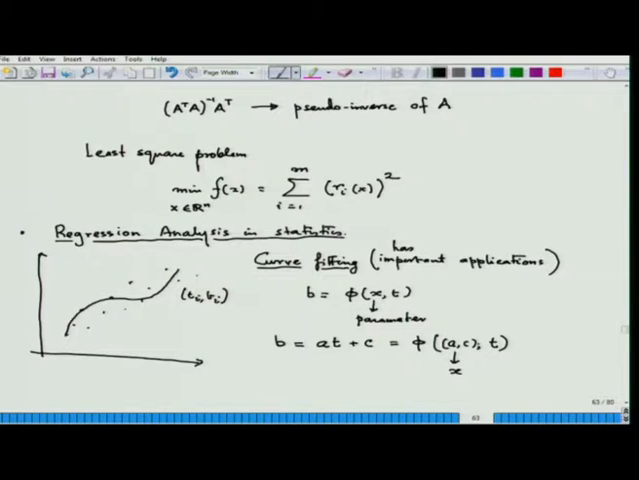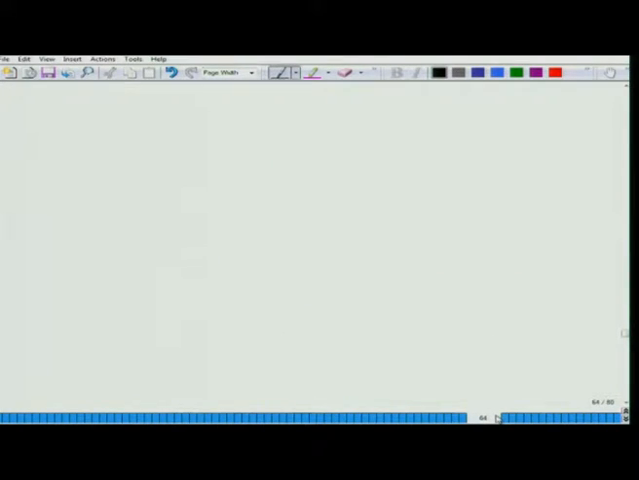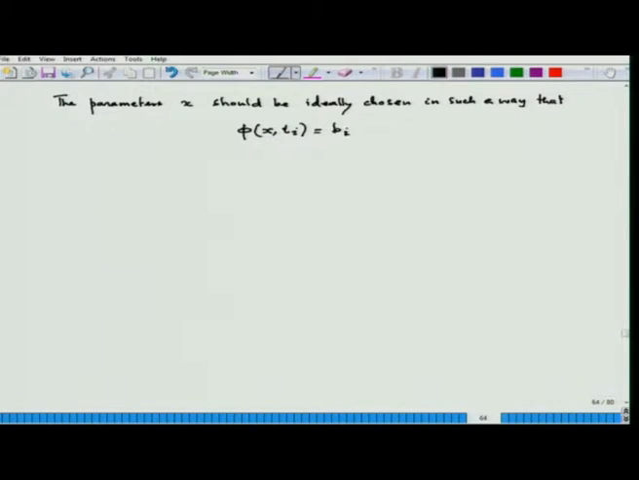Okay. Now, once that is done, these n parameters X should be ideally chosen in such a way that at every Ti the function value should be Bi.